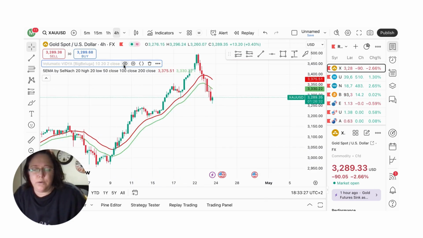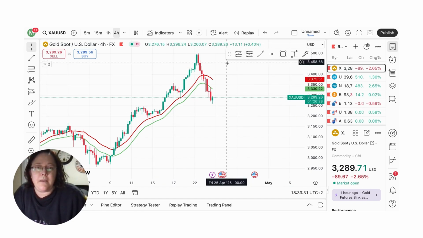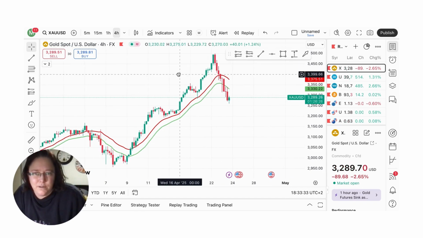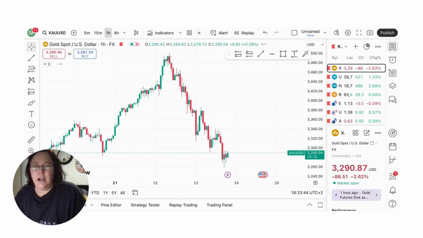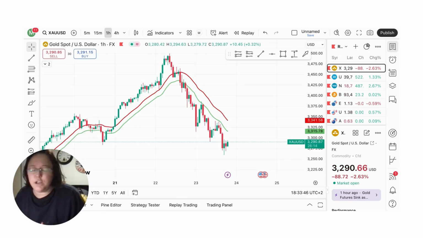So we're going to switch off this one for now, and I'm just going to run through the trading strategy itself. So how does the trading strategy work and where do we take trades? I trade on the 4 hour chart. You can trade it on the 1 hour. I will demonstrate on the 1 hour how it works.